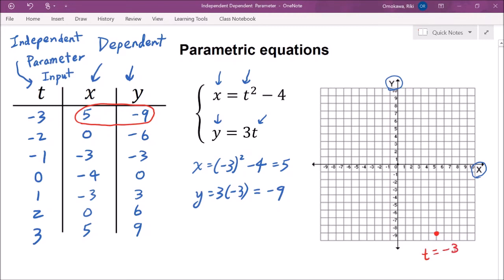What about t equals -2? So we got the point 0, -6. Where is that? x is 0, y is -6. So here. And what was the t value there? t was -2. What about when t is -1? So the point is -3, -3. So the point is here. Again, t is -1 there.